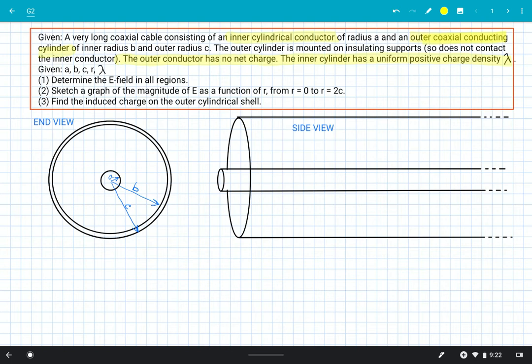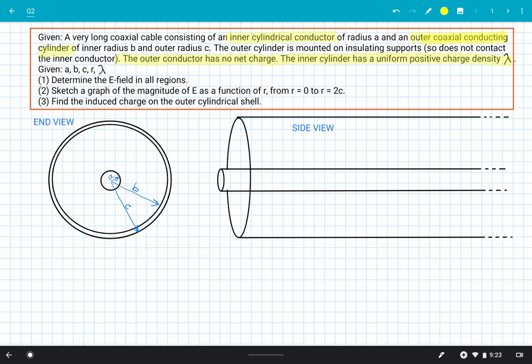All right. So our first job is to determine the electric field in all regions. Then we're going to graph E as a function of r. And then we're going to find the induced charge on the outer shell. So in general, in Gauss problems, this is how it goes. You use Gauss in order to determine E field for highly symmetric situations. And then you can also use Gauss to find induced charge, as we did in our spherical example.